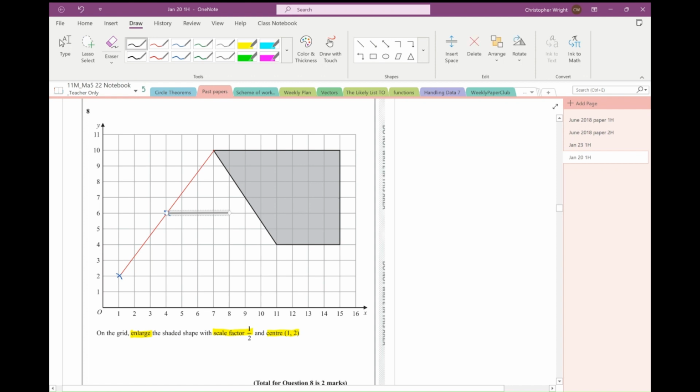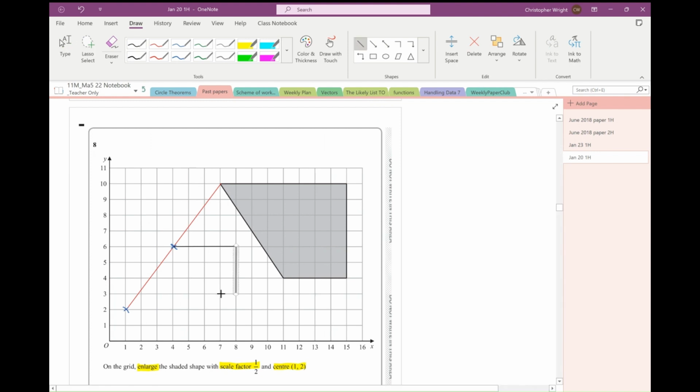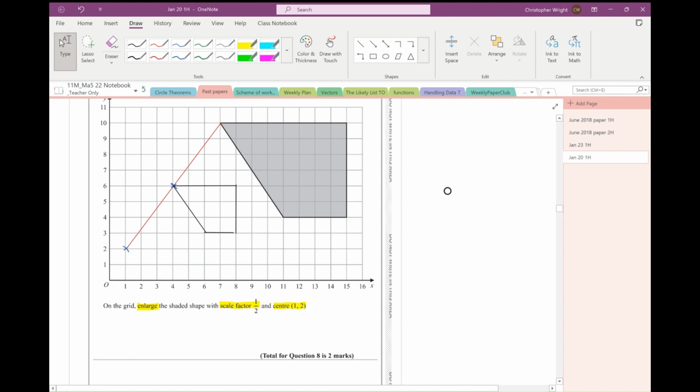Right. It's not going to be 6 high. It's only going to be 3 high. So it's going to go to there. It's not going to be 4 wide at the bottom there. It's only going to be 2 wide. Right, so that's there. And now I simply need to join it to where it starts. So there is my new shape.